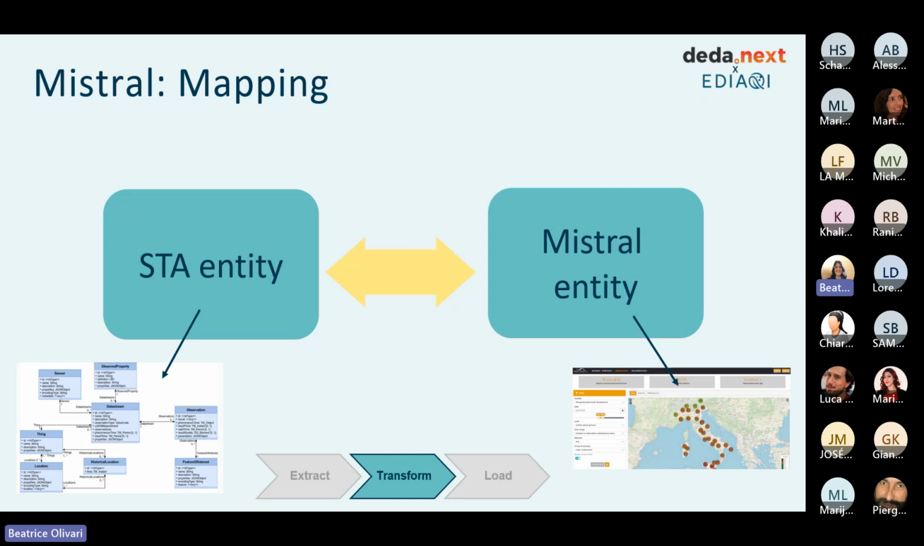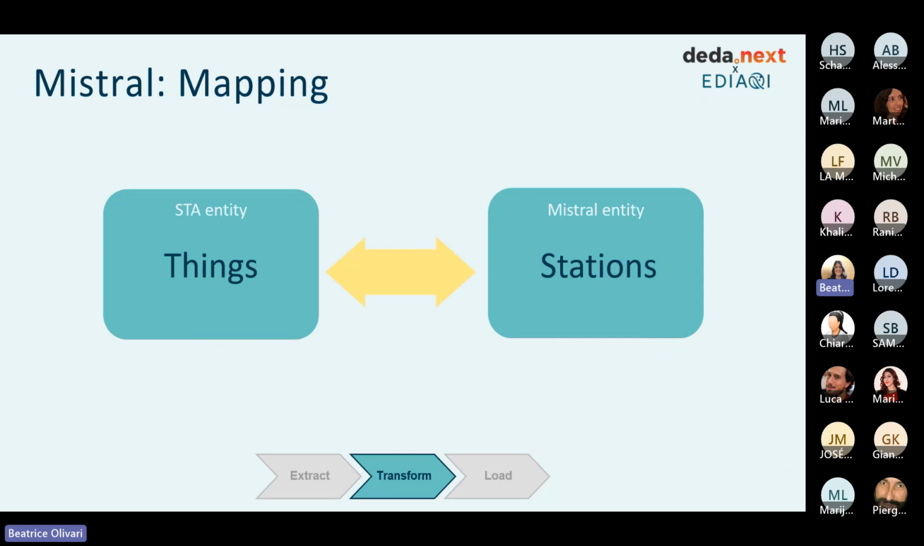What we need to do before even trying to do something is to decide what we associate with every entity. So for instance, what are our things? What are our observations, and so on. In the case of Mistral, we decided that the thing is the station that measures the observed properties. And then we had to choose what were the observed properties that we needed. For instance, temperature, wind direction, wind intensity, and so on.